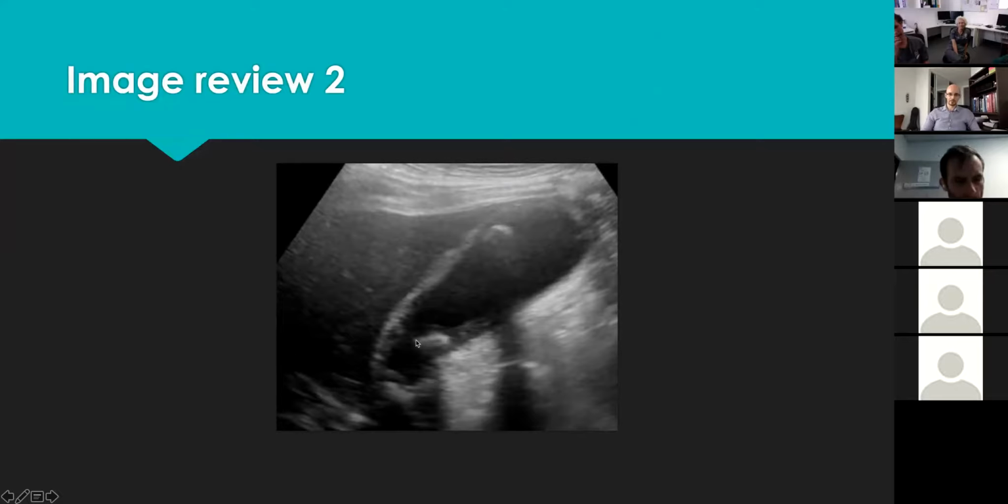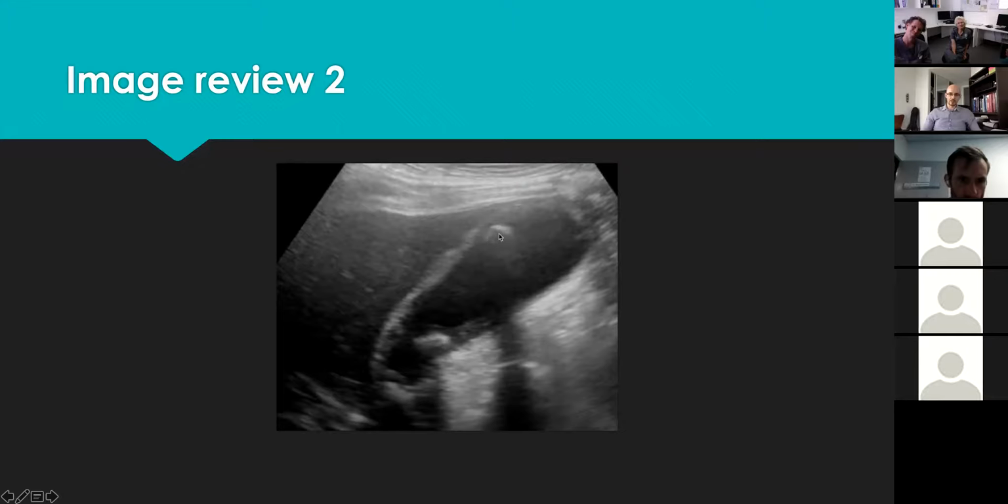But just next to that, it looks like there's a hyperechoic area which may be related to the duodenum. So I'm suspecting there's a stone near the gallbladder wall neck with possible slight thickening of the gallbladder wall. So what do you think about that?